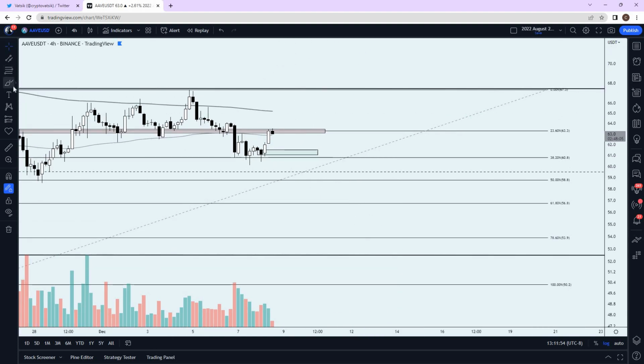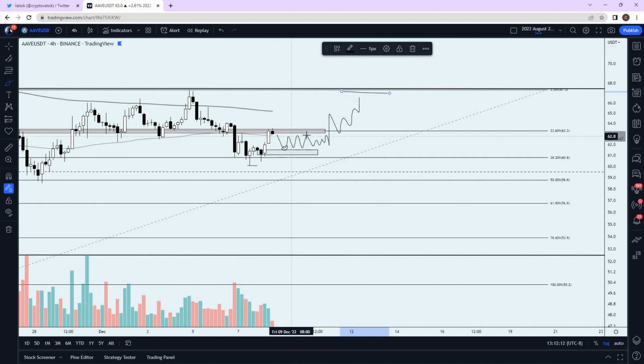I'd also be fine if it doesn't have an immediate reaction. If we start to chop around in this area here with a little bit of consolidation, I'd be okay entering on any of these retests, again with the stop loss below the current low, because it could be powering up for a breakout and a push upside.